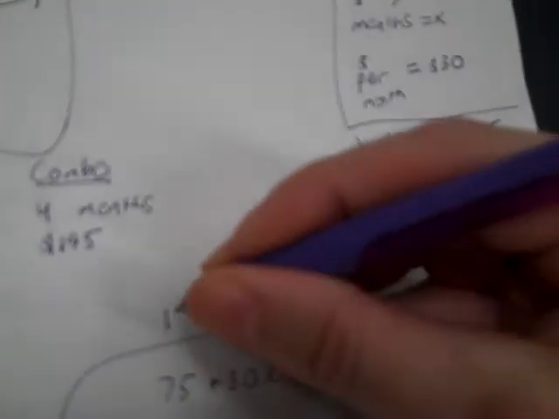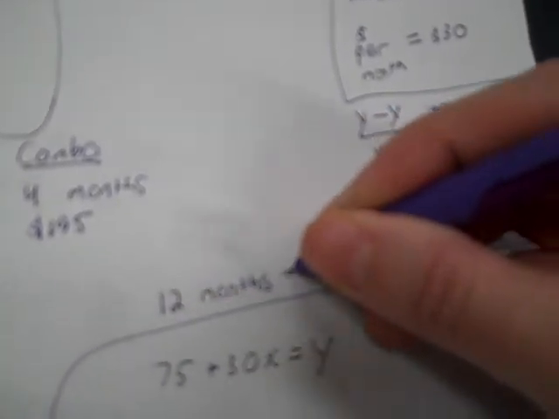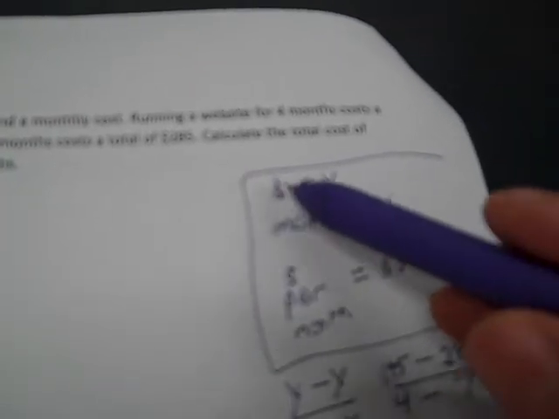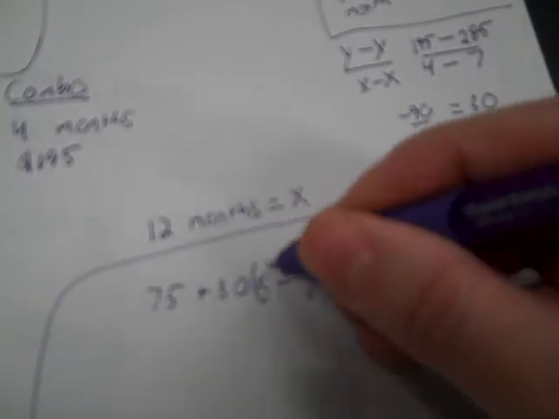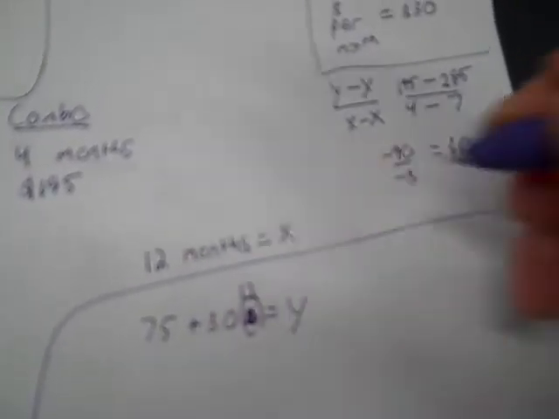Now, in the last part of the problem, I need to find the cost after 12 months. So 12 months, that is going to go not in for Y, but it would go in for X. So I don't want to put Y here. I need to parenthesize X, scribble it out, and put 12. So that allows me to just punch. Y has one answer, and it's already by itself, so I can just plug it into my calculator. So 75 plus 30 parentheses 12 gives me 435. And that is my cost, $435.